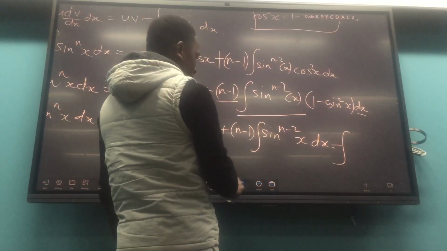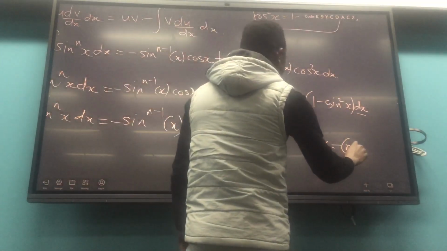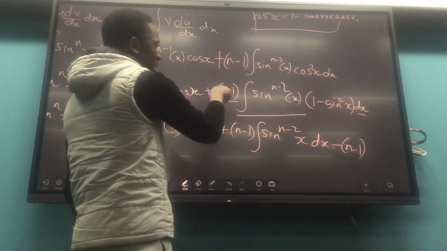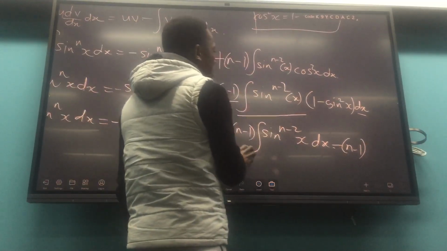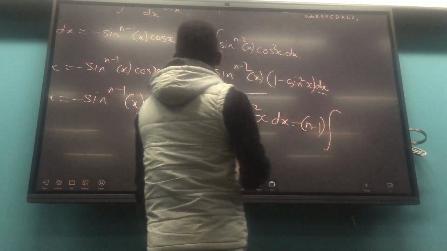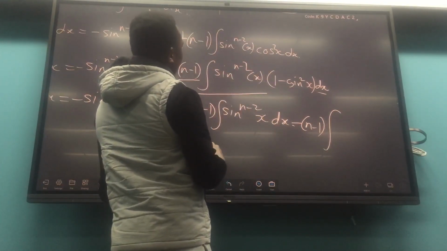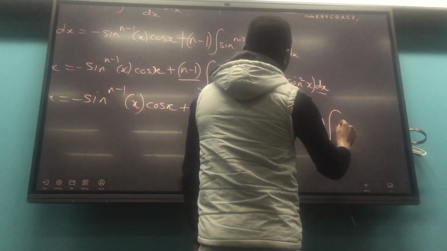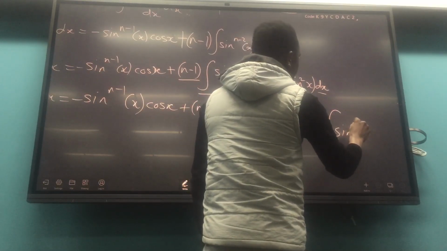we have to also put n minus 1, right? Because we have n minus 1 there. It's multiplying through. So that's going to be n minus 1. Then we're going to put the integral of what? That's going to be the integral of sine to the n.